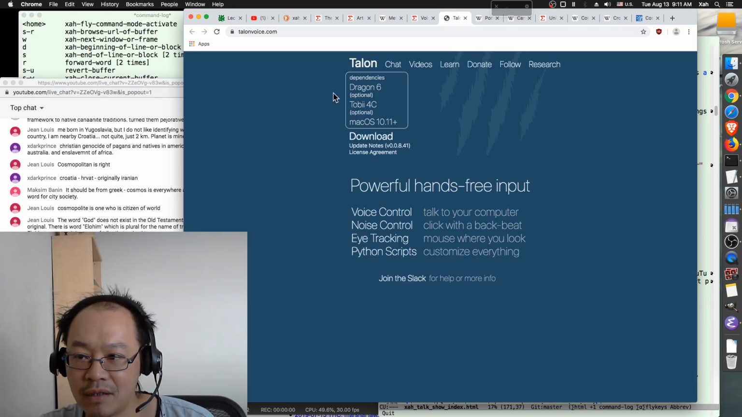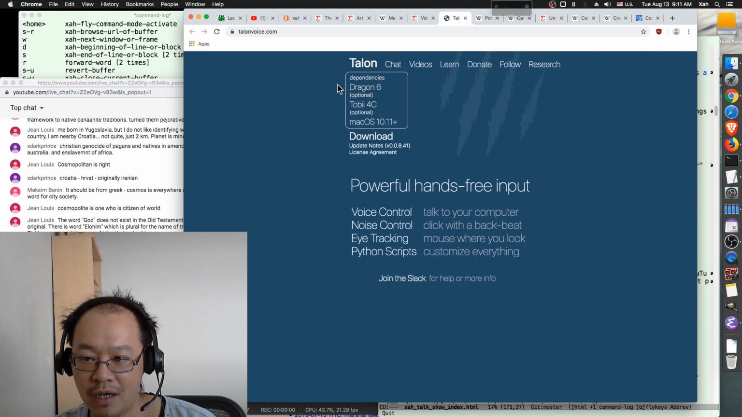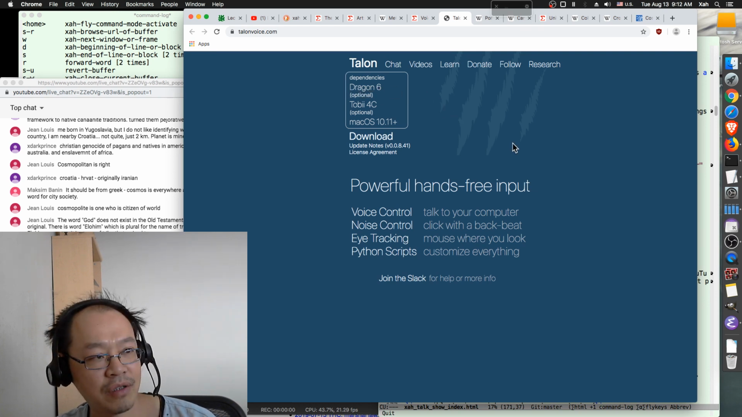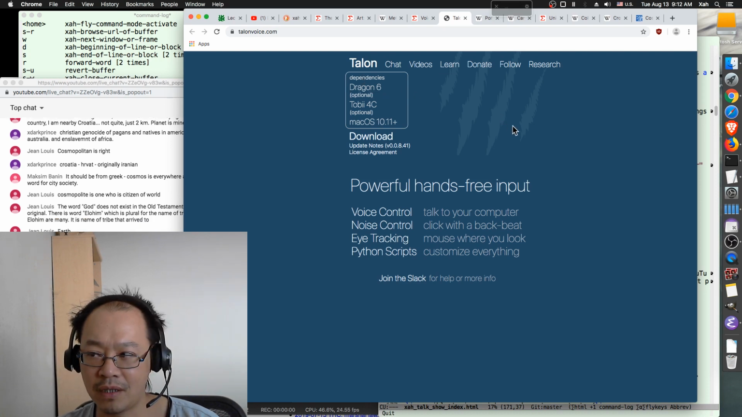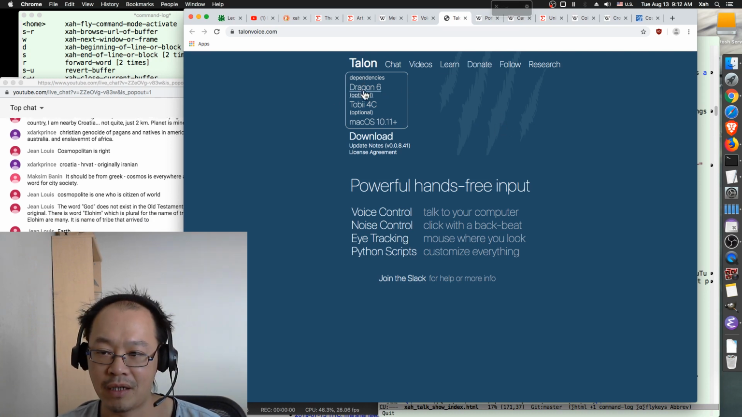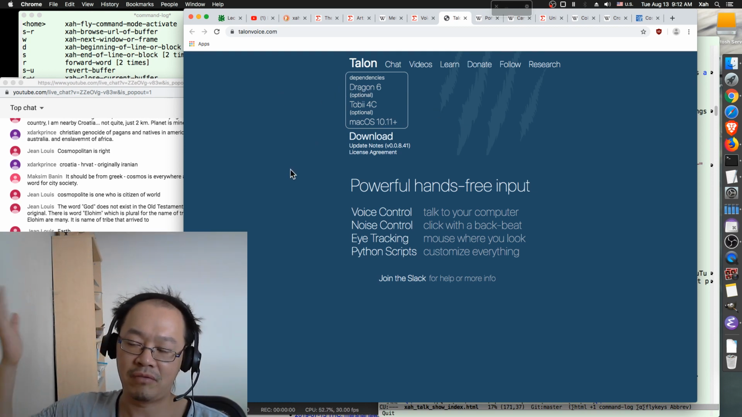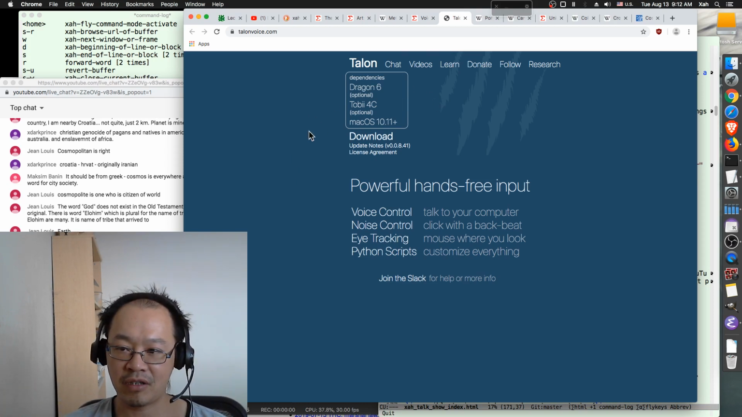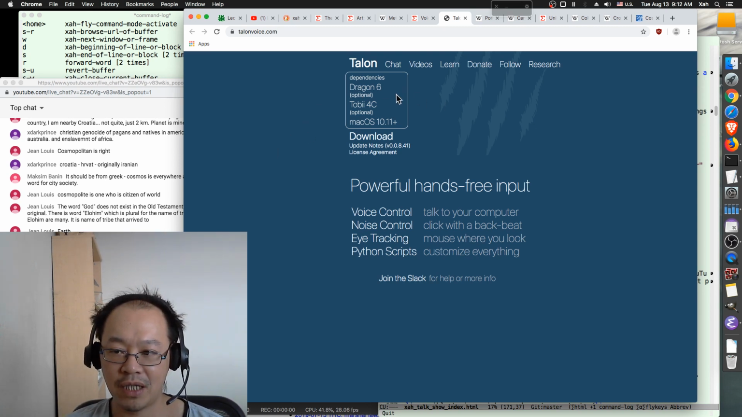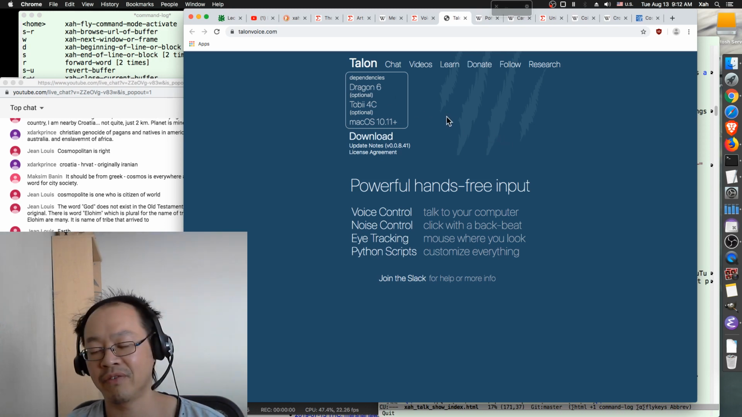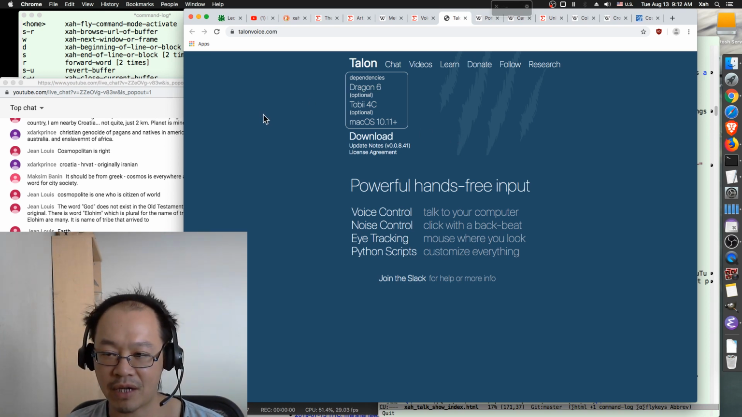So Talon. They say, okay, dependencies: Dragon 6, which is commercial, on Windows. I'm not sure, I think they also have a Mac version, but it may not be supported anymore. Also, Dragon has many versions. Every year or every few years, they have a new version. Some of the early versions you can buy on Amazon very cheap, $5. But usually the latest version is something like $40. I never used it. I had a friend who had Dragon.